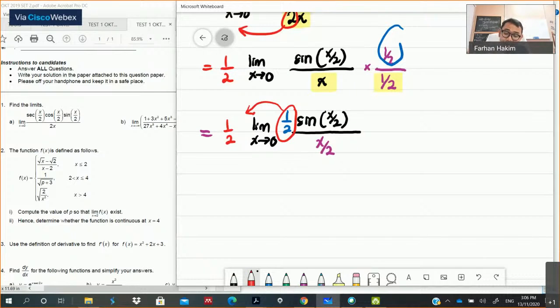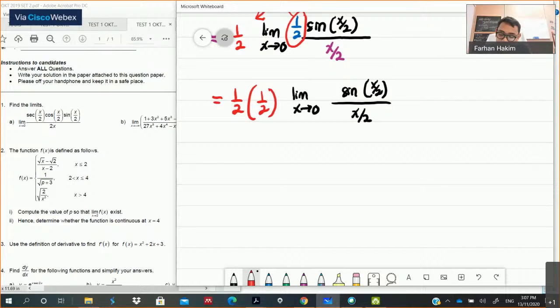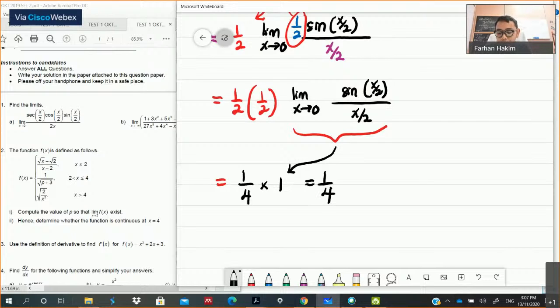I can put it outside because it is just a coefficient. So this will become 1 over 2 multiplied by 1 over 2. So we have the limit as x approaching 0 of sine of x over 2, everything over x over 2. It is obvious that this is using the squeezing theorem and the value is actually 1. So we'll get 1 over 4 multiplied by 1. How to get this one? By using the squeezing theorem. So our final answer is actually 1 over 4.